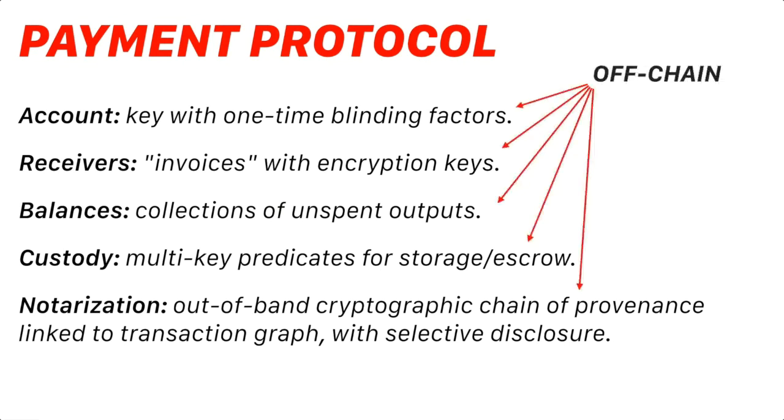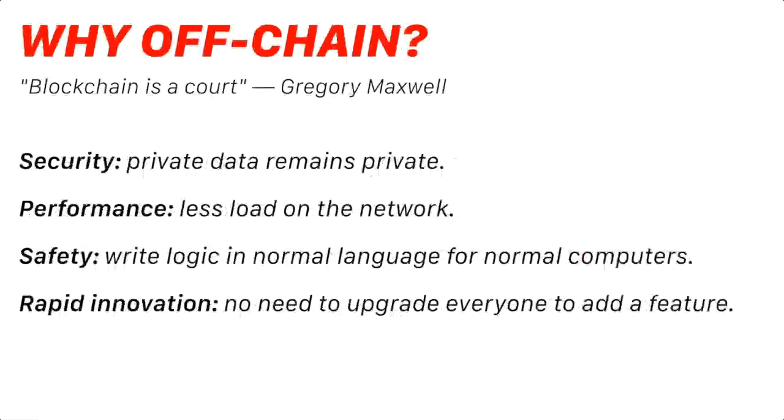And what's interesting is that all of these concepts exist completely off-chain. So why is it important? As Gregory Maxwell said, blockchain is a court. It's a place where settlement and conflict resolution happens. It's not a universal computer. So the private data is not exposed, you have less load on the network, it's easier to program and there is less complexity in the consensus-critical layer. So you can improve software without upgrading the whole network.